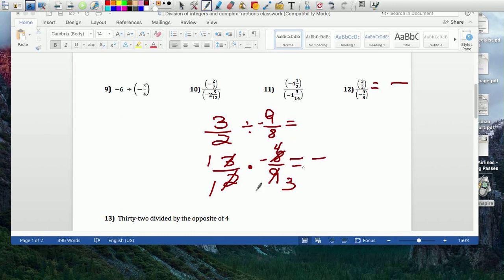So it's going to be a negative answer. 1 times 4 is 4 over 3. If you want to change that to a mixed number, you got 1 and 1/3. But all that negative. Okay?